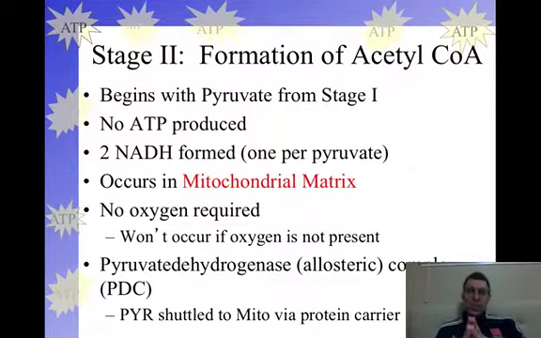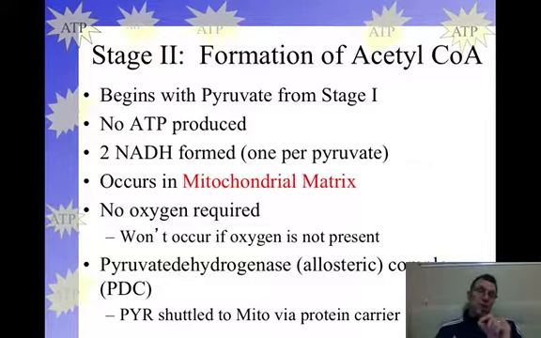The formation of acetyl-CoA begins with that pyruvate. That's actually 2 for each glucose molecule. It starts with the pyruvate from stage 1, from glycolysis. It doesn't produce any ATP, but we do get 2 NADHs, which is good. This occurs in the mitochondrial matrix, so this is going on in the mitochondria. It still doesn't require oxygen directly. We haven't talked about oxygen yet.